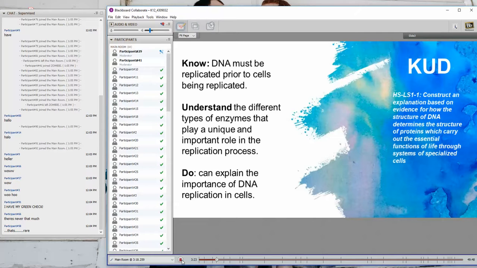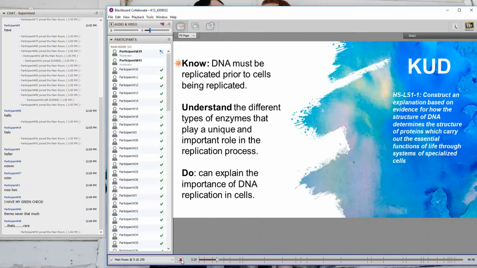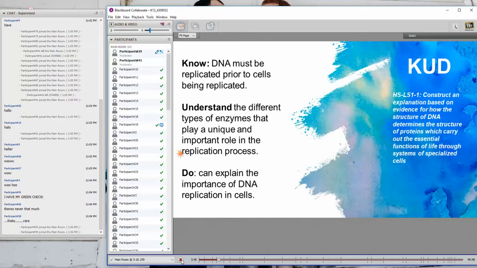We have a lot to talk about, a lot of fun video clips to watch to help us understand our KUDs. So our know is that DNA must be replicated prior to cells being replicated. So first the DNA replicates, then the cells can be replicated. We're going to look at that today. We're going to understand that different enzymes play a unique and important role in the replication process.